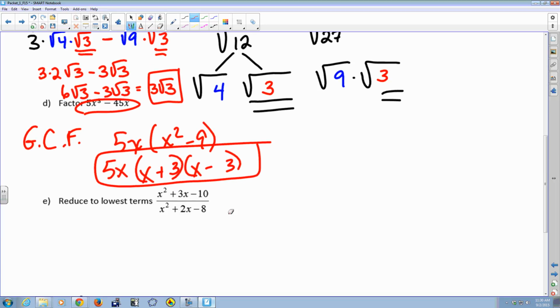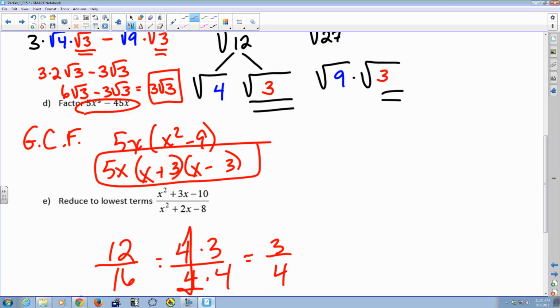Reduce to lowest terms. How do we reduce something to lowest terms? If we have 12/16, we factor it until we find a common factor, and then we divide that by 1 because you have a 4 over 4, and we call 12/16 and 3/4 the same exact quantity. Again, factor. Everything has to be factored to do that slash. So this factors to be x plus 5, x minus 2.